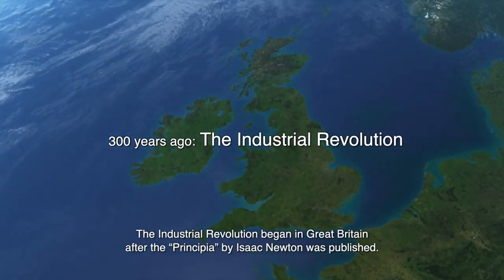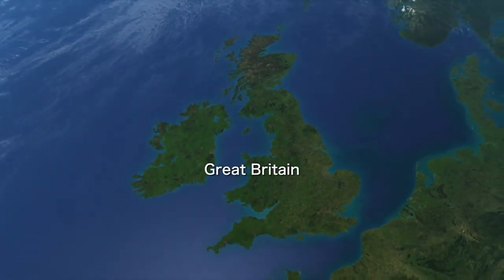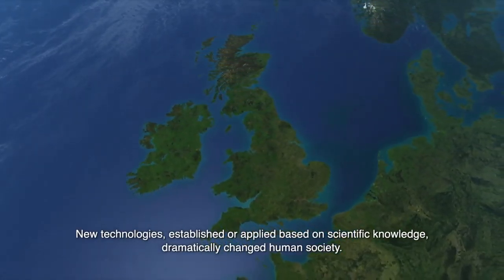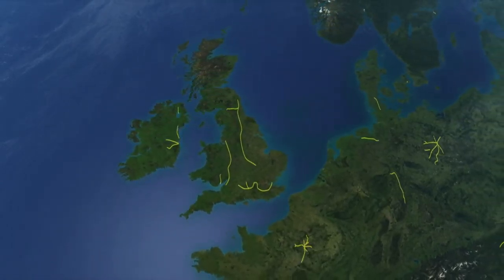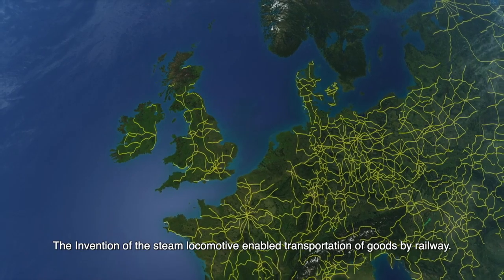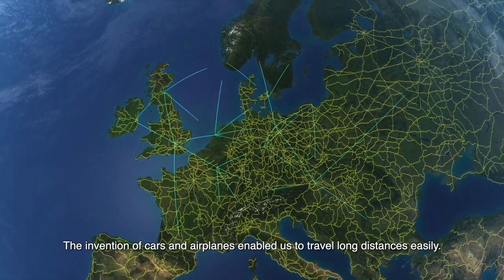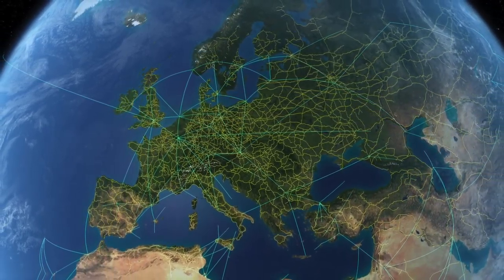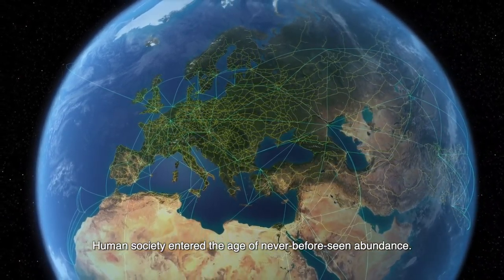The Industrial Revolution began in Great Britain after the Principia by Isaac Newton was published. New technologies, established or applied based on scientific knowledge, dramatically changed human society. The invention of the steam locomotive enabled transportation of goods by railway. The invention of cars and airplanes enabled us to travel long distances easily. Human society entered the age of never-before-seen abundance.